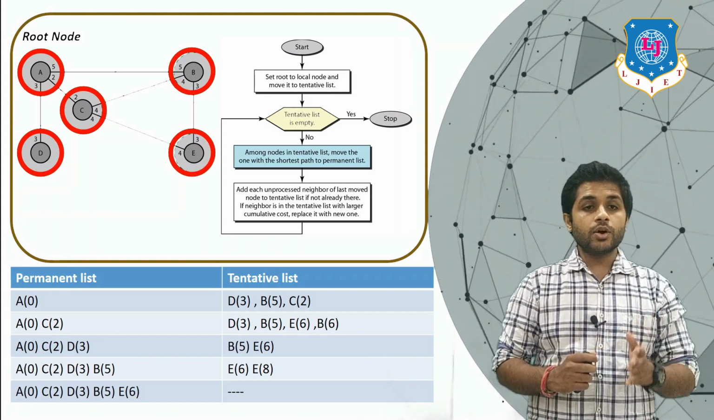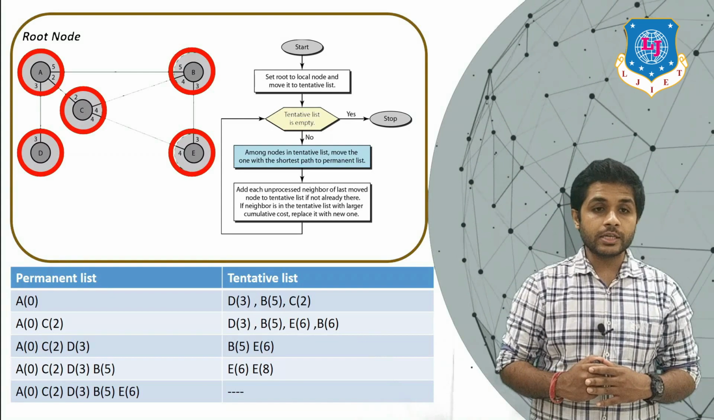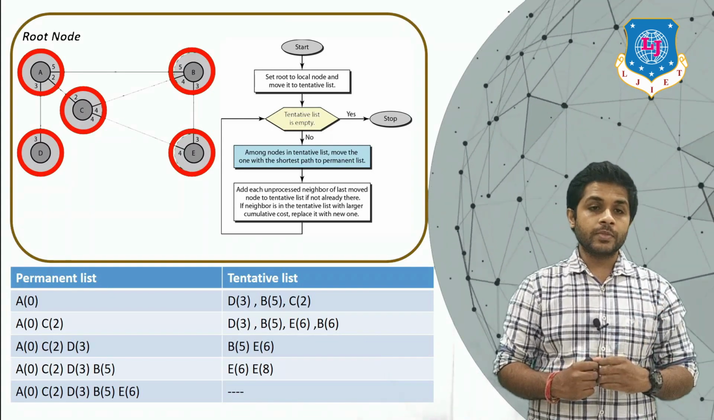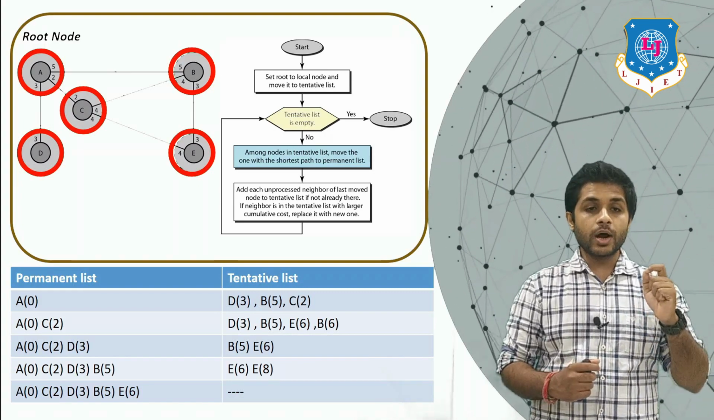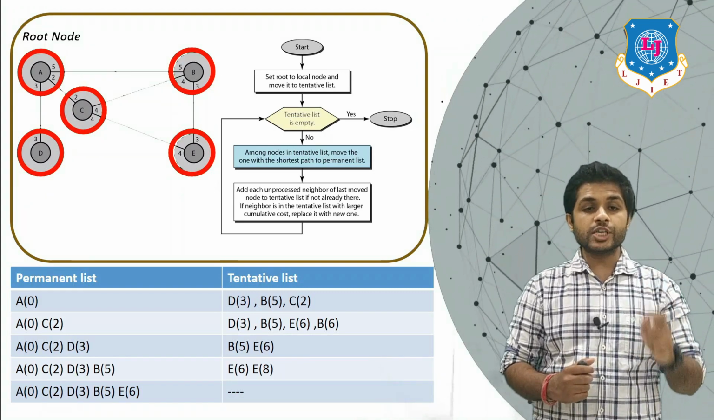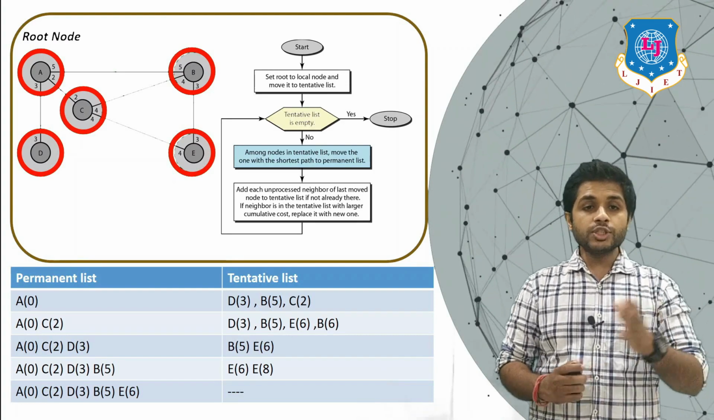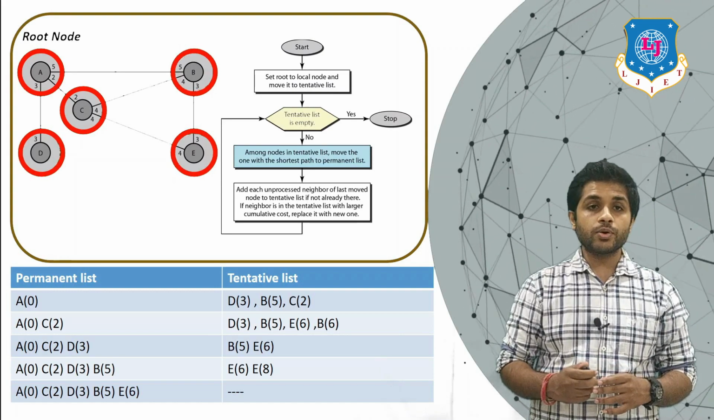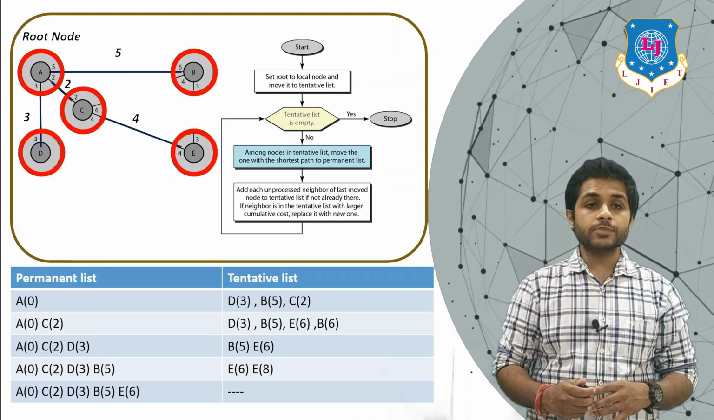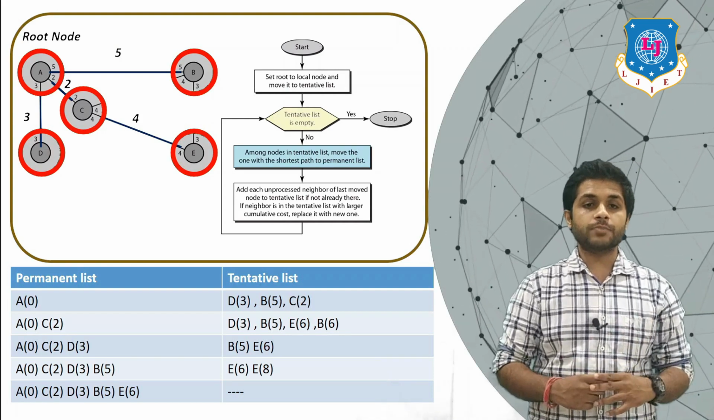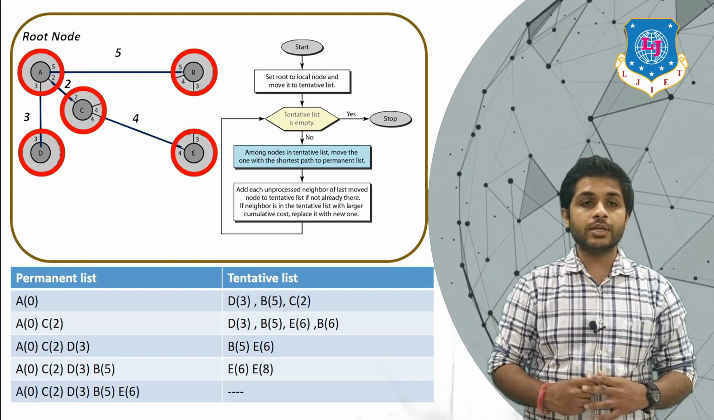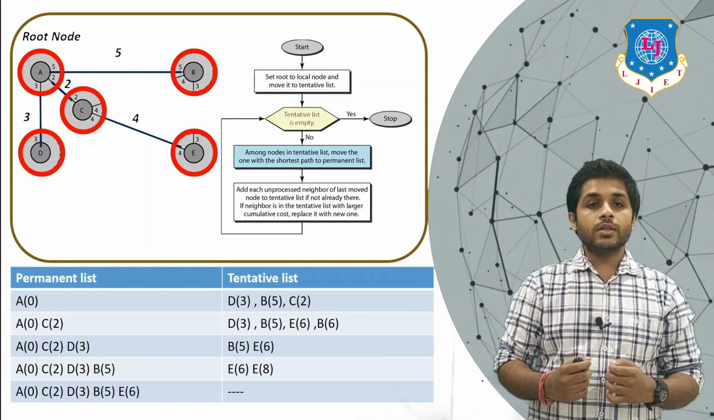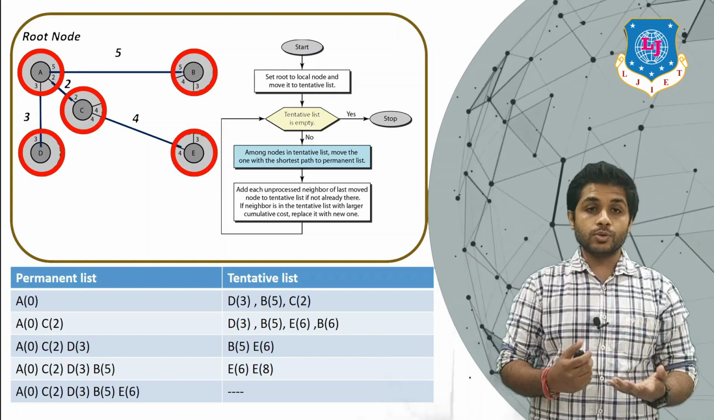So as you can see, all the entries in the permanent list show the shortest path tree from the root node A, and the distances which you are having in the brackets are the shortest path distances. So from these shortest path distances, you can create the shortest path tree from the root node A. So let's create the shortest path tree. This is our shortest path tree, and from this shortest path tree, router A will generate its routing table. So this is how Dijkstra's algorithm is used.